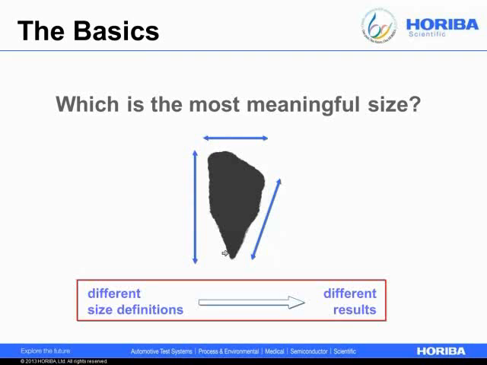So a key takeaway, anytime you're doing a particle size measurement, regardless of the application, is that different size definitions will give you different results. And by extension, that means that different sizing technologies will also give you different results, because each sizing technology tends to give you information about some different aspect of the particle.